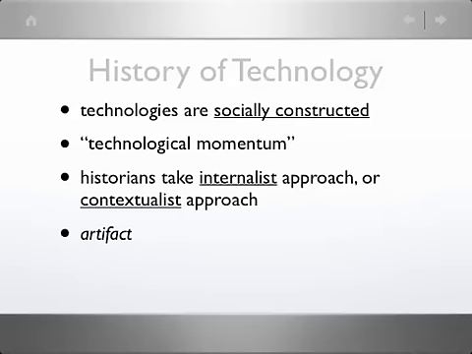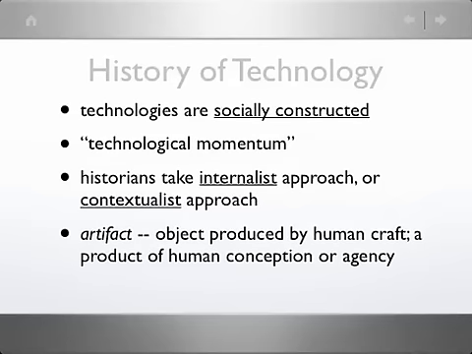So, what is an artifact? Well, an artifact is any kind of object that has been produced by human craft, that a human has created through what are basically technological means. And a little bit more abstractly, an artifact is any product of human conception or human agency. So anything that a human or a group of humans came up with the idea for and acted to create or make a reality.